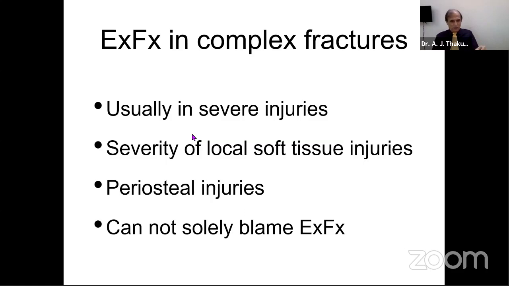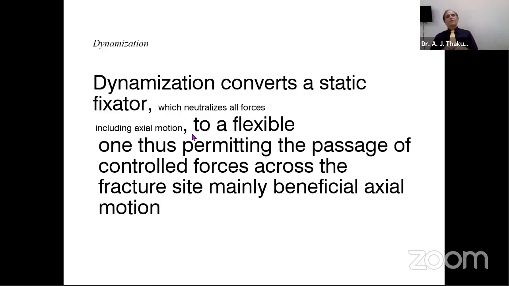External fixation is many wounded, but the other things can make it difficult. So in every instance of failed union, you should not expect this.